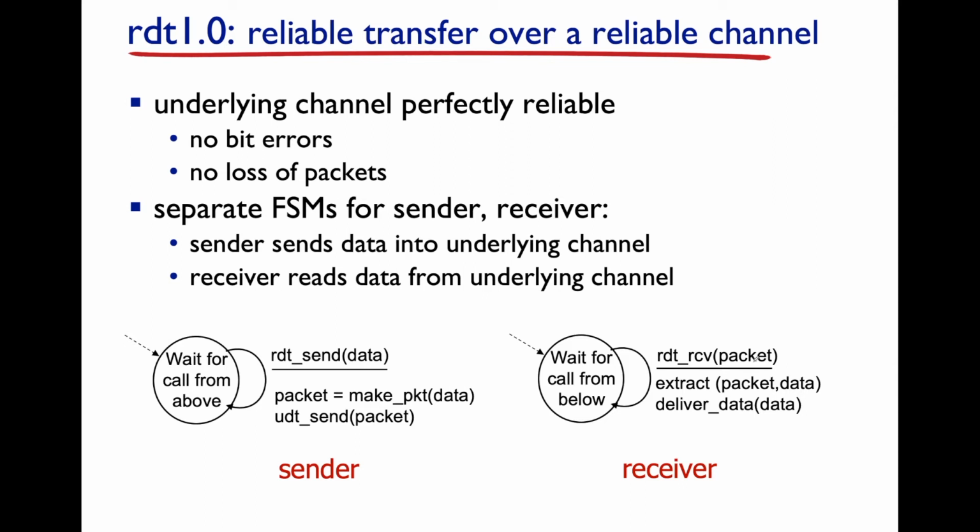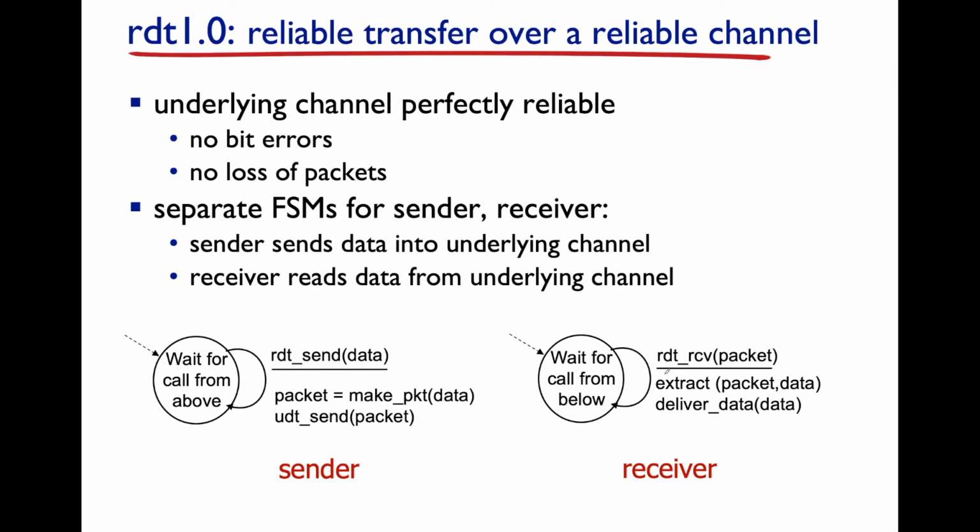And so in this, we have no bit errors for the underlying channel, and you also have no loss of packets. And we're going to have separate finite state machines for the sender and receiver. So the sender will send data into the underlying channel. That's the transmission layer on the sender side. And the receiver is going to receive data from the underlying channel. So let's take a look at the sender and receiver behavior.